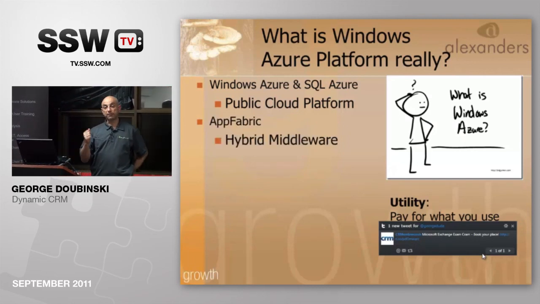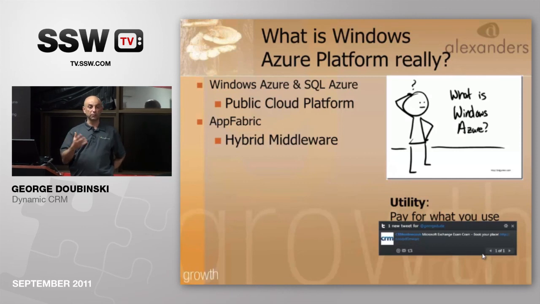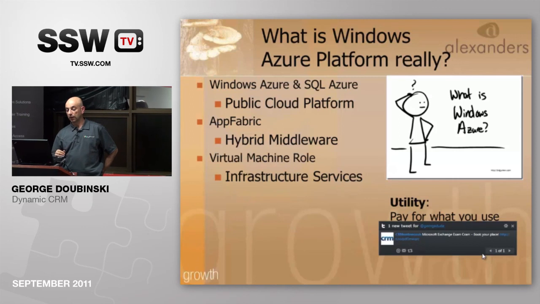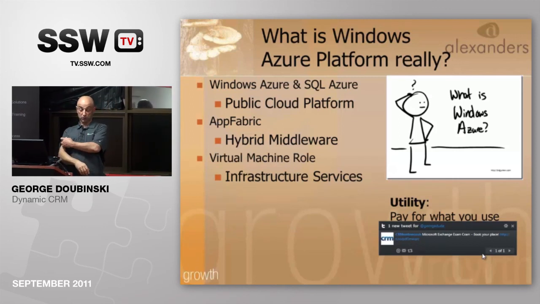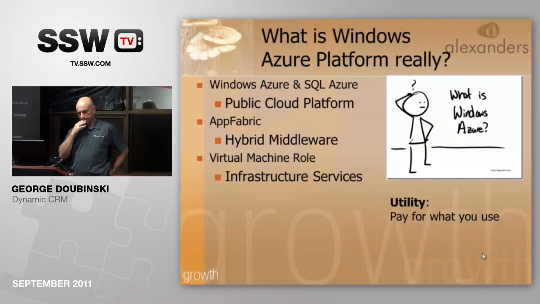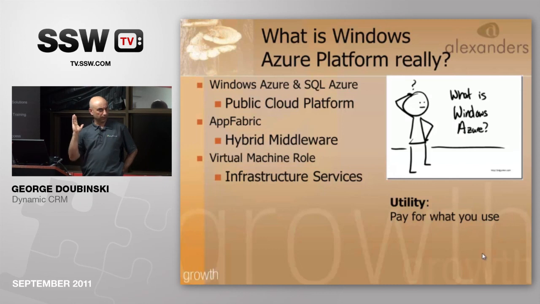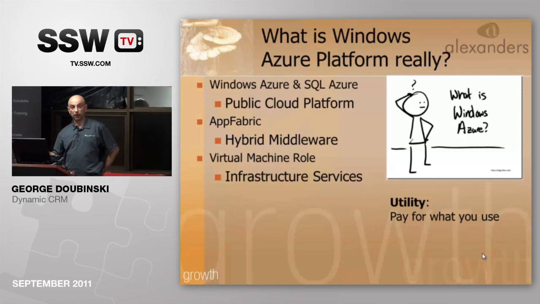You've got App Fabric, and this is something that we're going to have a good look at, because App Fabric provides you with middleware to communicate between private and public clouds. The relatively new virtual machine role, so you can have a VM running up there. So effectively you upload a VHD file, and off you go. Fire away.